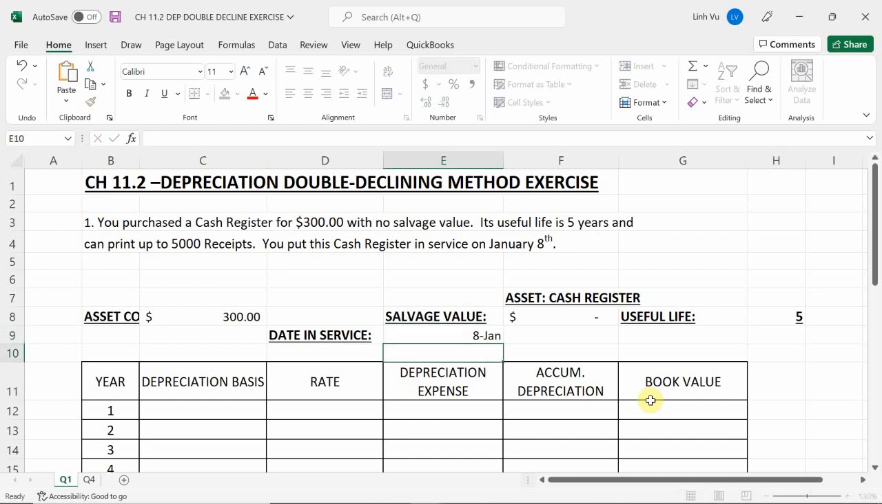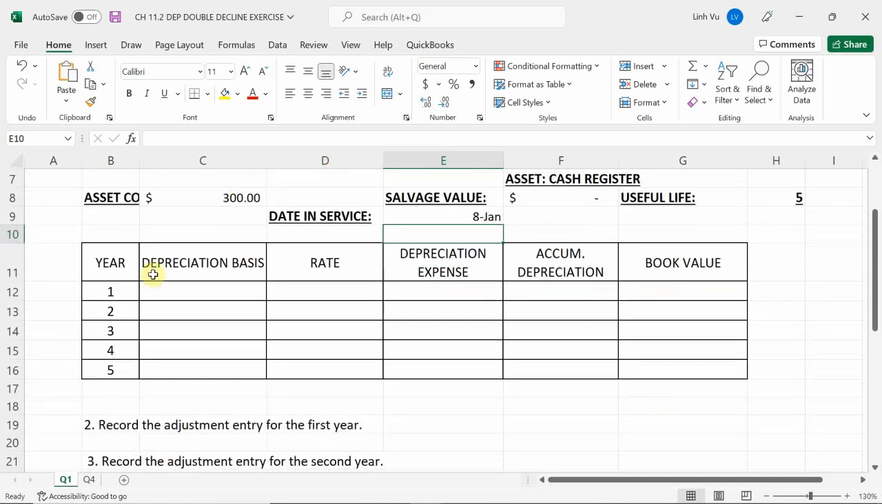January 8th. So in this case, when do I start depreciating this asset? January 1st. And assuming that you are going to depreciate at the end of the year, December 31st, we will be depreciating for the first year a full 12 months.